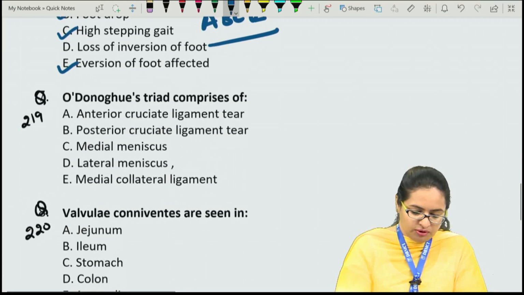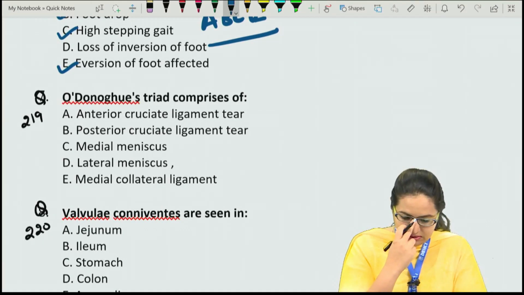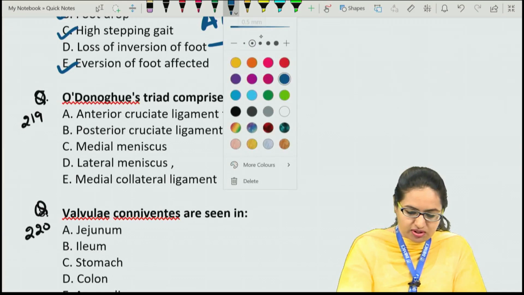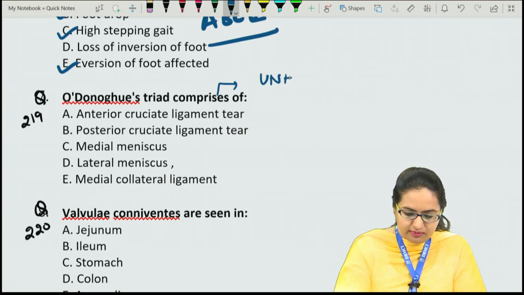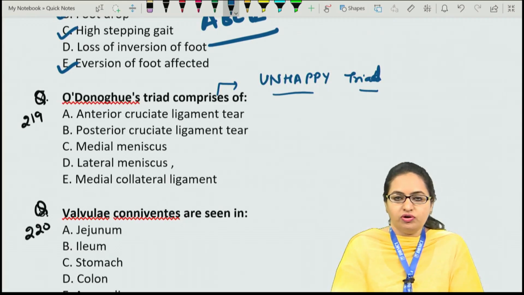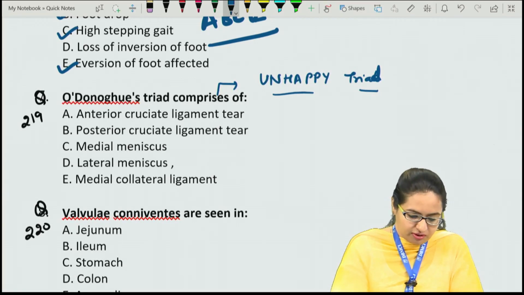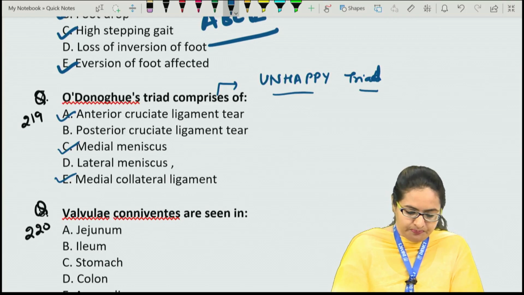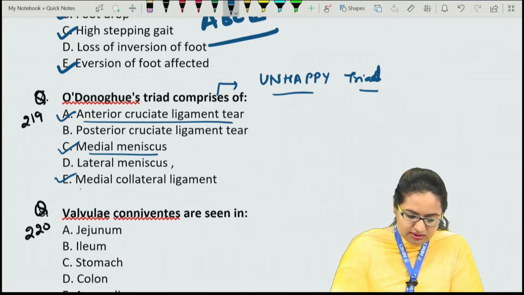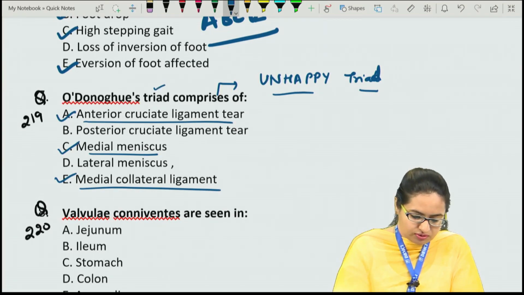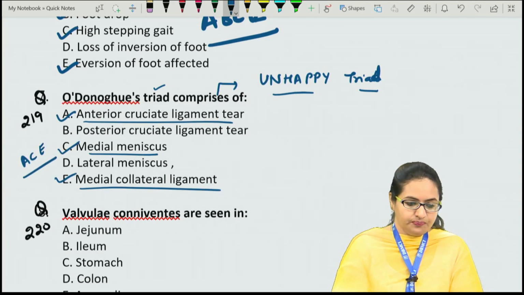The next question is O'Donoghue triad, it comprises of. Now this triad is also known as the unhappy triad or the terrible triad, and this is because there is involvement of important ligaments and menisci of the knee joint. There is a tear of the anterior cruciate ligament, along with the medial meniscus and the medial collateral ligament. These three specific structures of the knee joint are involved, and this is termed the O'Donoghue triad. So the answer for this question is A, C and E.